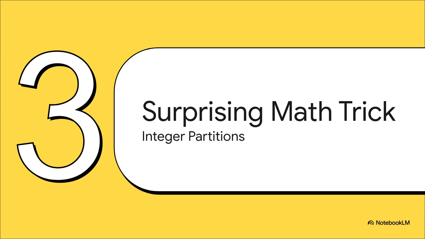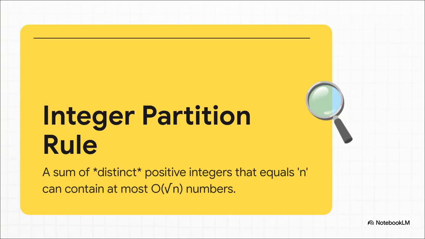Okay, now for something a little different. A surprising math trick, where this whole square root idea just kind of pops up in an unexpected place, but with direct consequences for our algorithms. So here's the rule. If you want to break down a number n into a sum of unique, positive integers, you actually can't use very many of them. At most, you'll have something on the order of the square root of n terms.